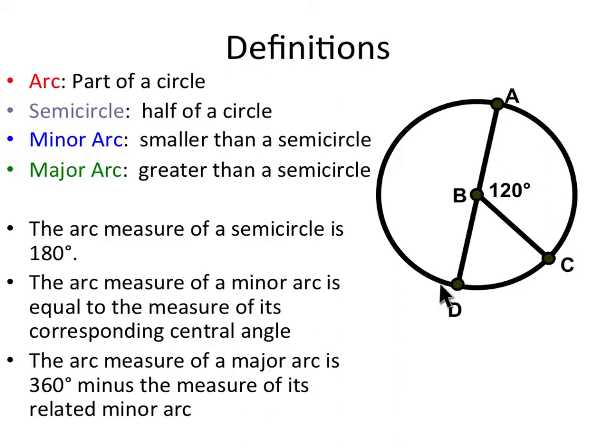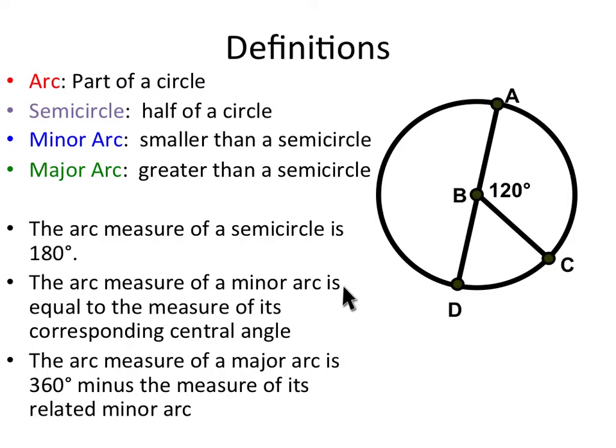And a minor arc versus a major arc. This is kind of like acute versus obtuse with triangles. A minor arc is smaller than a semicircle, which means it's less than 180 degrees. And a major arc is greater than a semicircle, so that means it's greater than 180 degrees. Now we know the arc measure of a semicircle is 180 degrees.